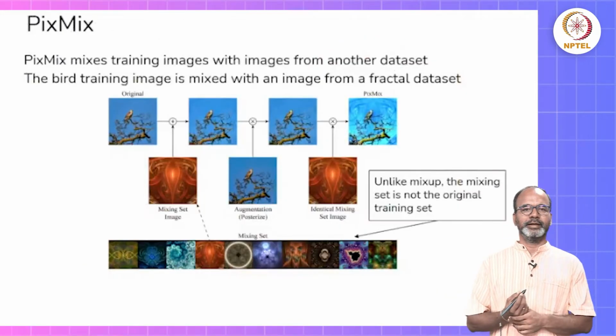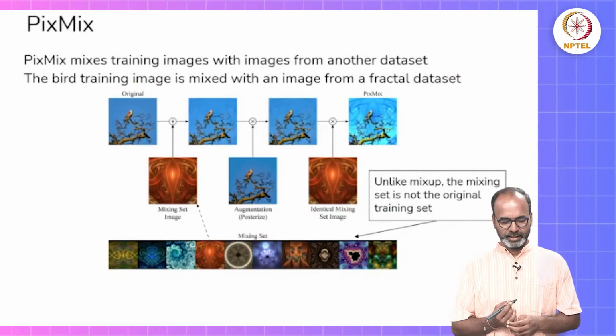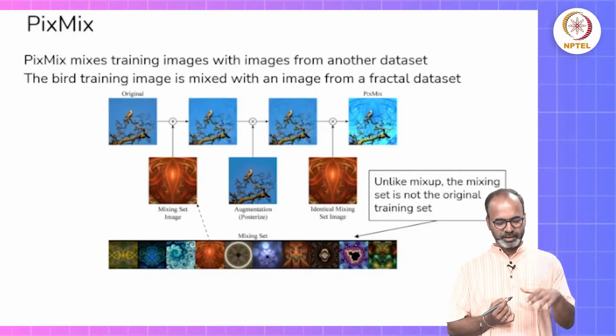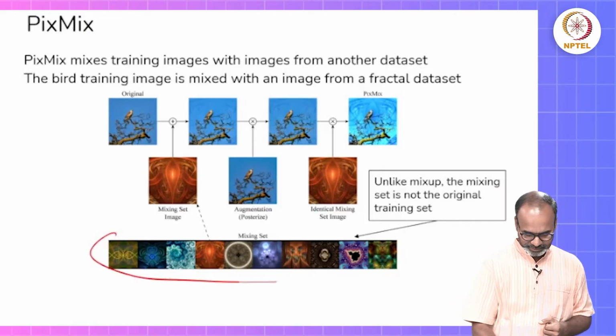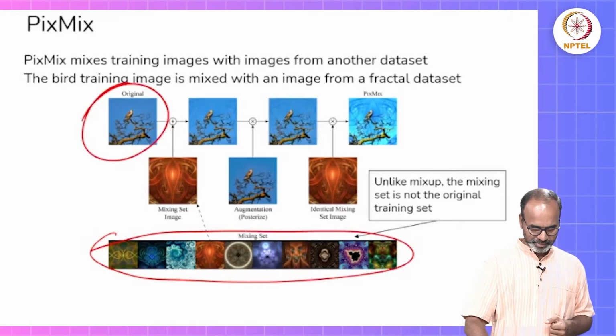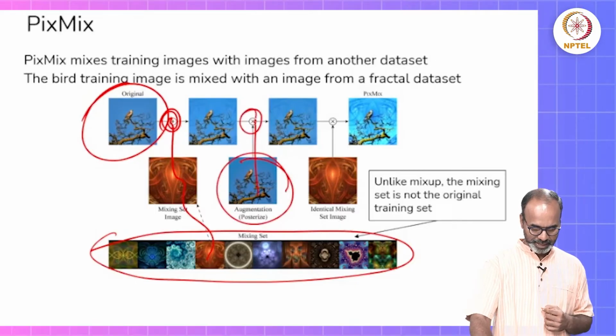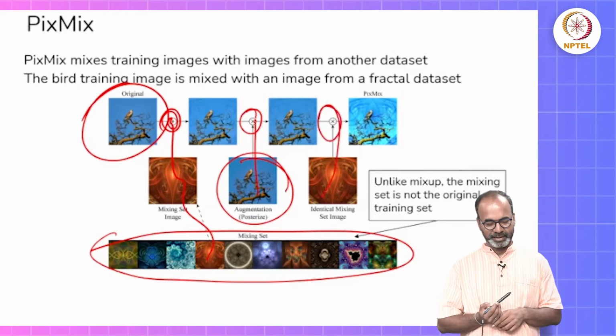Yeah. Now let's look at an idea called PixMix. PixMix mixes training images with images from another data set. For example, this is the other data set here, this is the input image, and then some random image from here is chosen to be added here. Then the augmentation method, posterize, that we talked about, happens here, and then another image mixing is happening here.